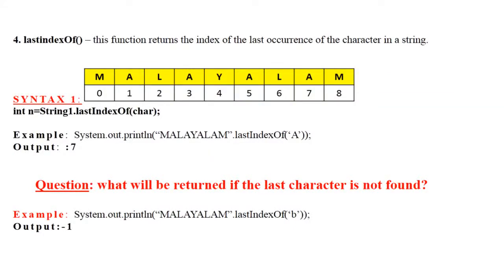The fourth function is lastIndexOf. This function returns the index of the last occurrence of the character in a string. This is the word, these are the index numbers, and this is the syntax. Let us take the example. You're dealing with the Malayalam string only, lastIndexOf A. A is located where? The last occurrence of A is at index 7. So it is printing 7.